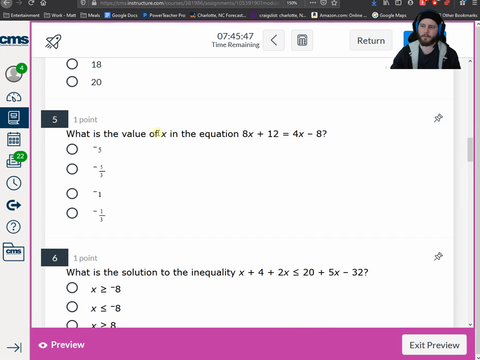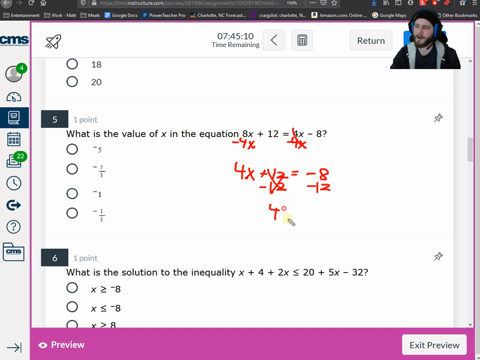For number 5, what is the value of x in this equation? I think this might be the easiest problem I put on the whole thing. So we've got 8x plus 12. I don't even have to rewrite this. There's no like terms. This one's just super easy. I'm going to start by subtracting both sides by 4x, just to get the x on one side of the equation. And I end up with 4x plus 12 equals negative 8. Okay, we'll subtract both sides by 12.